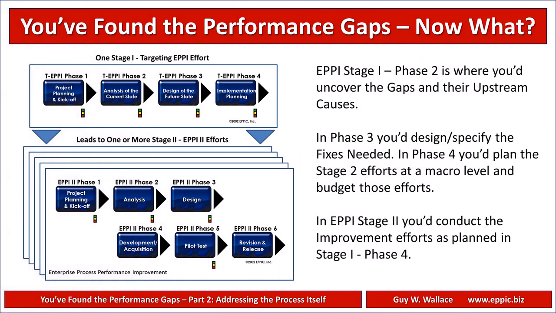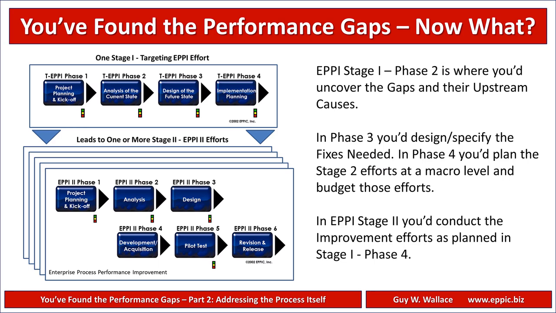All this fits back into a project planning and management framework, EPI Stage 1 and EPI Stage 2. In EPI Stage 1, we're targeting the EPI efforts. We do project planning and kickoff. We analyze the current state to find the gaps. We design a future state where we take away those gaps. And when we do implementation planning, we may be prioritizing all the solutions that we could put in place. And from a Pareto perspective, we may be addressing only 80% of our issues by addressing 20% of the opportunities to invest money in solutions. We don't have to do everything. We have to do the things that provide a bigger bang for the buck.